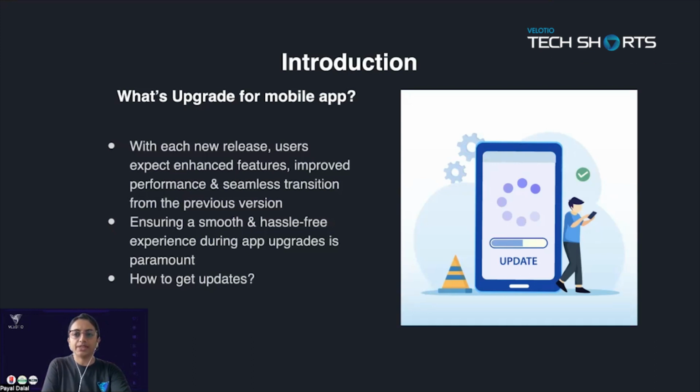So how to get updates? There are two ways to get an update. Either you go on App Store or Play Store and manually update your app. And the other way is you set it to get updates automatically. So you set the setting on your Play Store to get automatic updates.